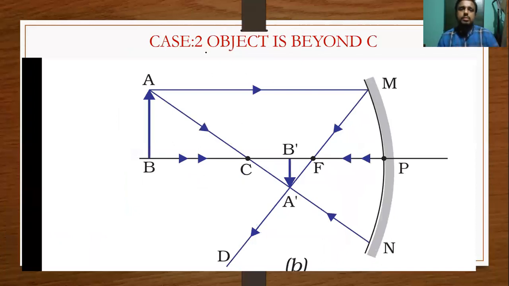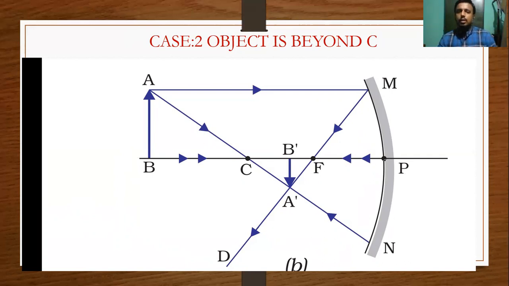And let's talk about case 2. In case 2, the object is beyond C. As you can see, C is the center of curvature and the object is beyond C. The object is AB, and one ray is coming through B and it is passing along the principal axis.